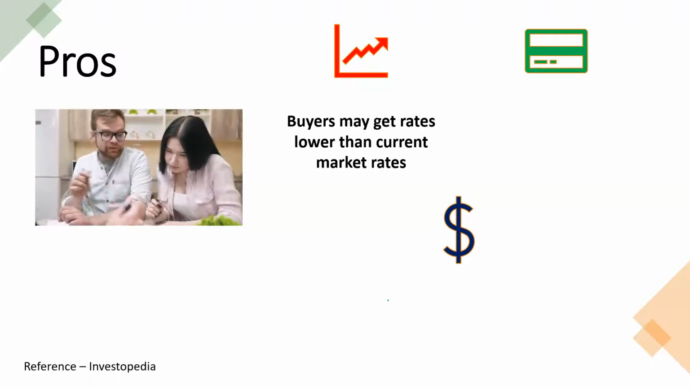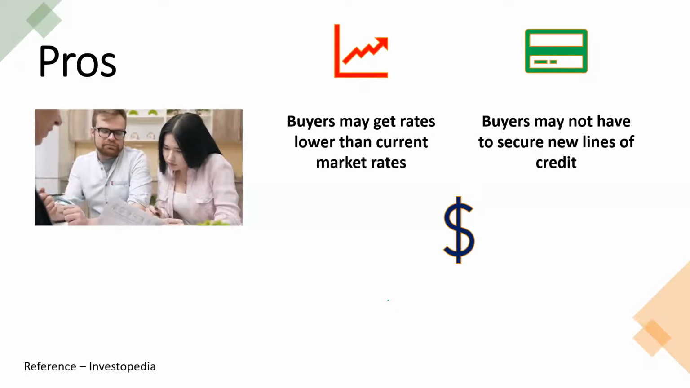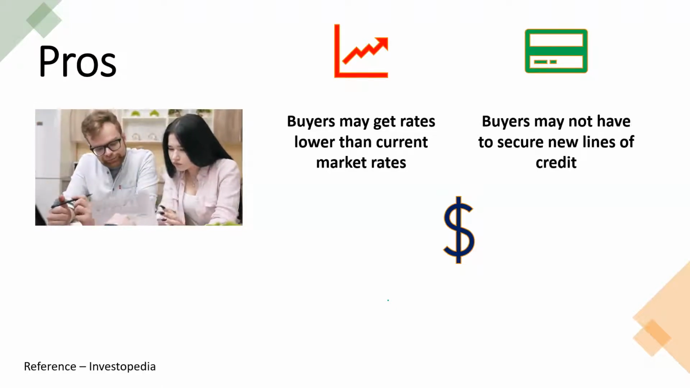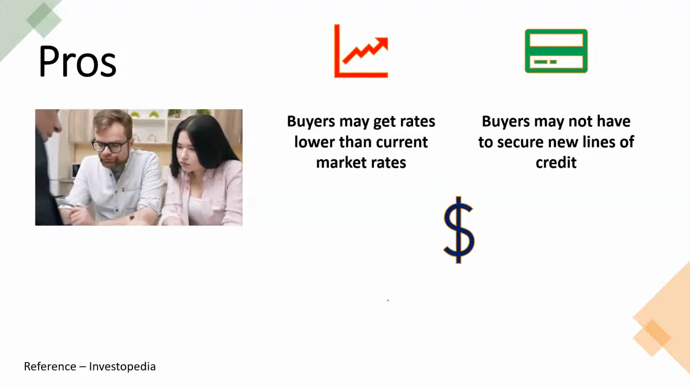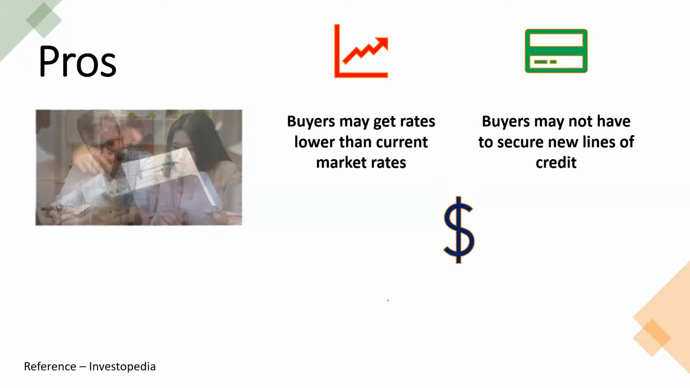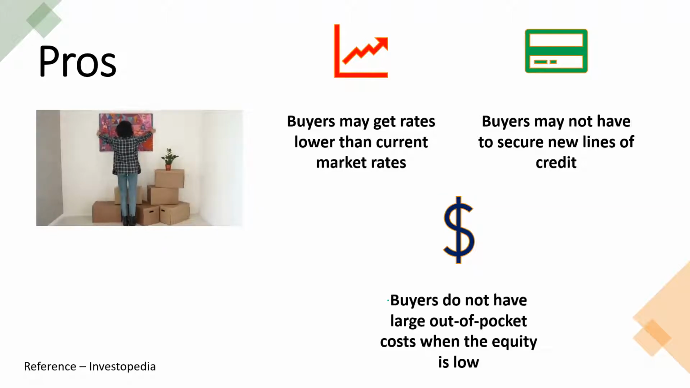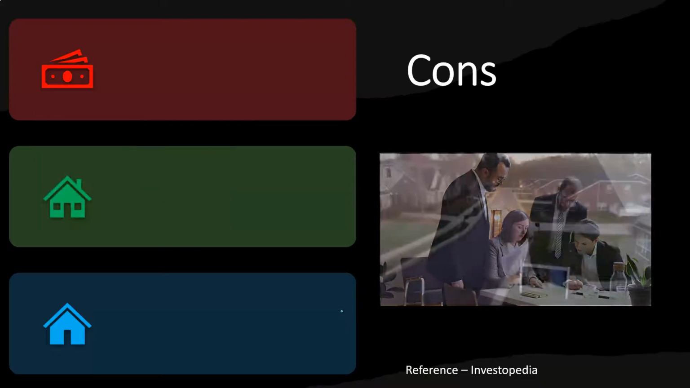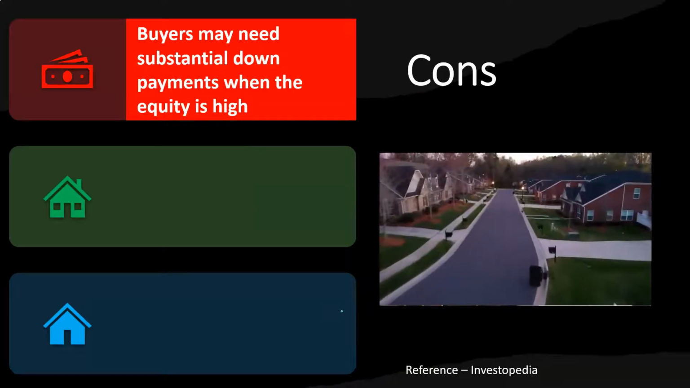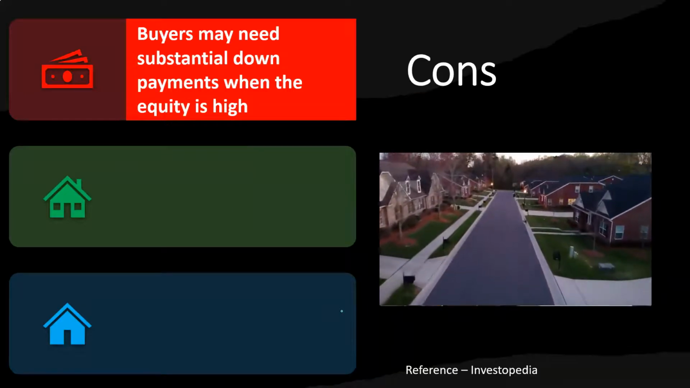That's worth something, and that could make it more attractive or possibly allow you to sell it for more than you otherwise would and still result in a benefit to both buyer and seller. So buyers may not have to secure new lines of credit. That could be difficult to do, so it might be easier in that sense. Buyers do not have large out-of-pocket costs when the equity is low. The cons: buyers may need substantial down payments when the equity is high.